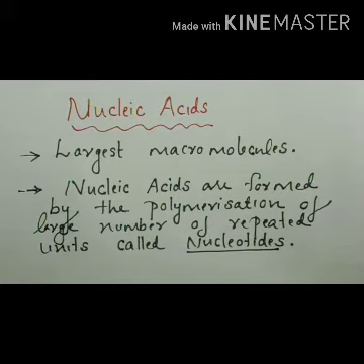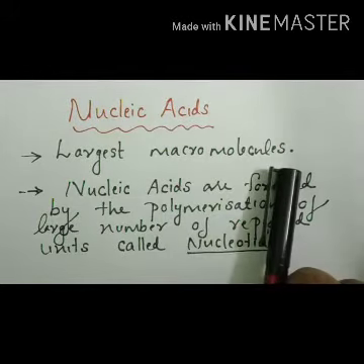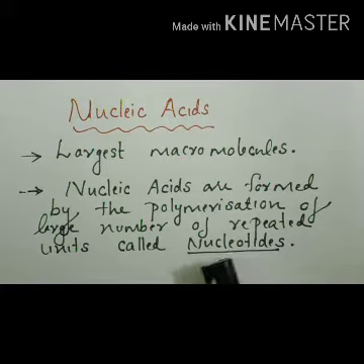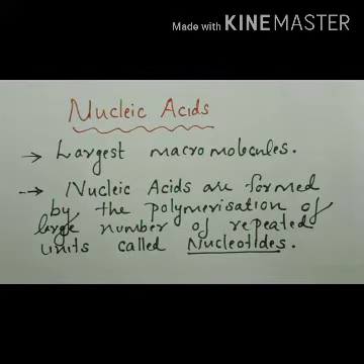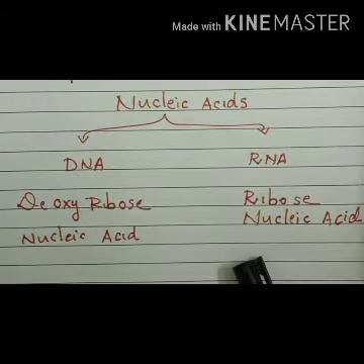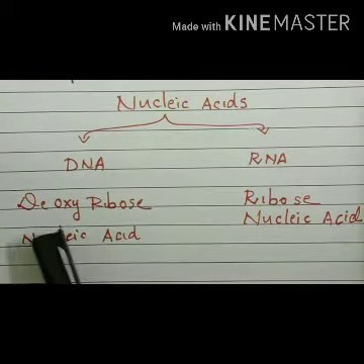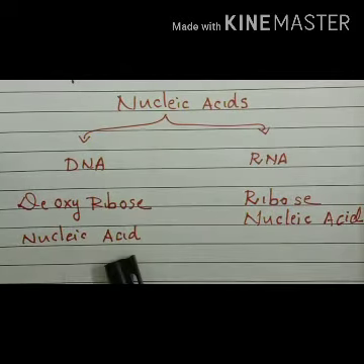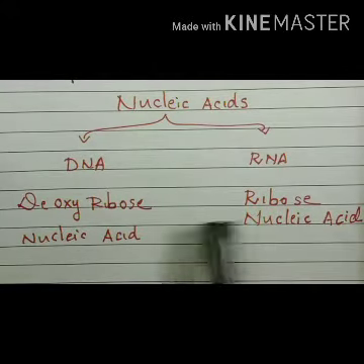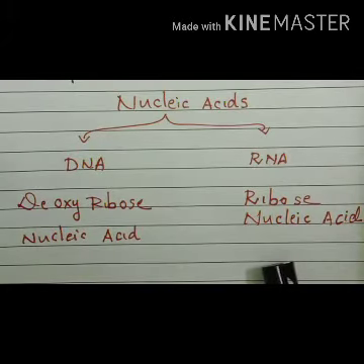Today we are going to study nucleic acids, the other group of macromolecules. Nucleic acids are the largest macromolecules, formed by the polymerization of a large number of repeated units called nucleotides. Mainly, nucleic acids are of two types: DNA and RNA. DNA's full form is deoxyribose nucleic acid and RNA is ribose nucleic acid. These are the two types of nucleic acids that can be seen in organisms.